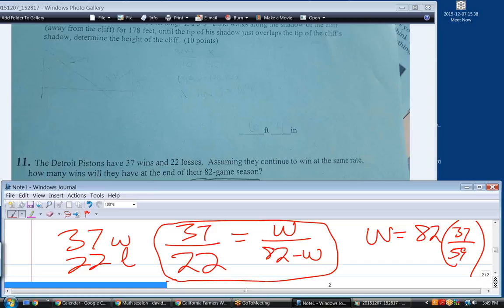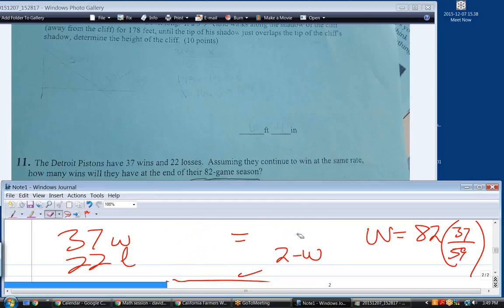To solve this, I really would have to cross multiply, and then I would have to gather all my W's on one side, all my numbers on the other. It would be quite an algebra problem. So setting up the ratio correctly in the first place makes the algebra a lot easier. In other words, setting it up as wins per total games, 37 to 59, well, we know what total games is. It's 82. So that's the far better way to do it.